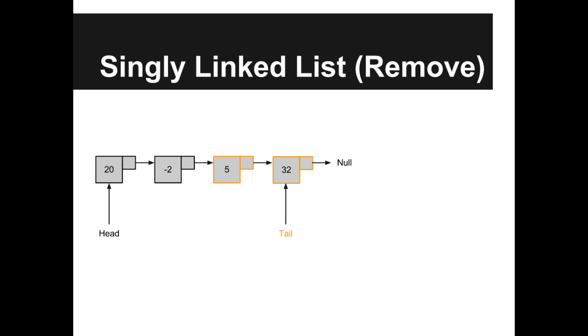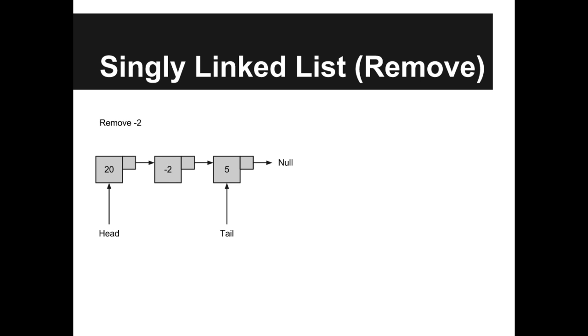In this case, we know that we have reached the end of our linked list. The next step is to change the tail pointer to point at 5, and we're gonna also change the 5's next pointer to point at null. By doing that, we effectively have gotten rid of 32. Now 32 is not accessible and it's out of our linked list. Now our new linked list looks something like this.